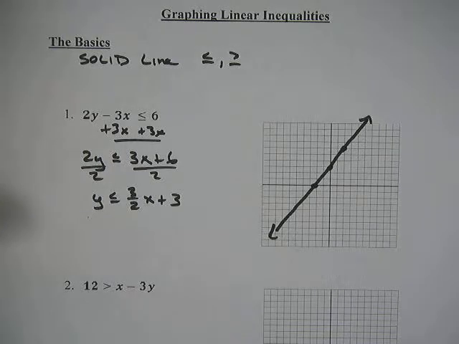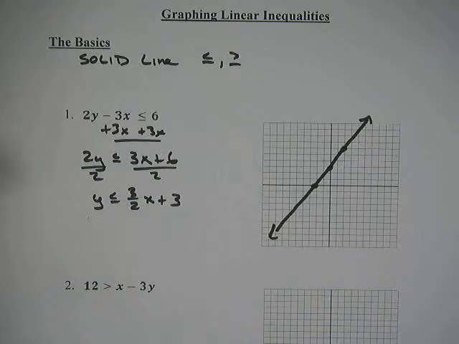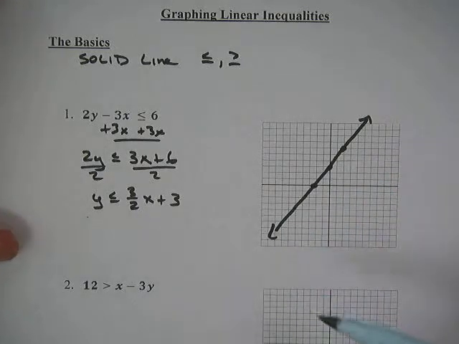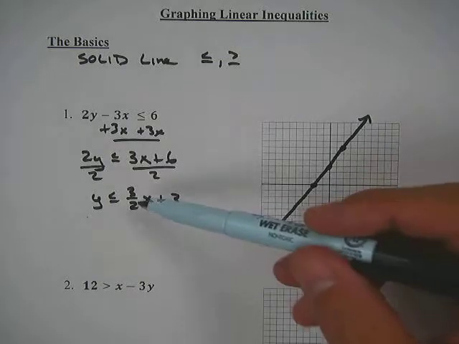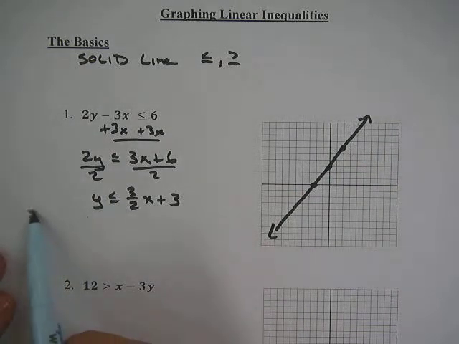Now what we're talking about here is all the y's that will be less than or equal to 3 halves x plus 3. So we're looking for all the points that will make that true. Well, those points don't just exist on this line. There's a much bigger area that will make that true. And what we're going to have to determine is, are we going to end up shading this area, because this is where all those points that will make this true are, or this area? Well, one way that we can do that is with what we call a test point.